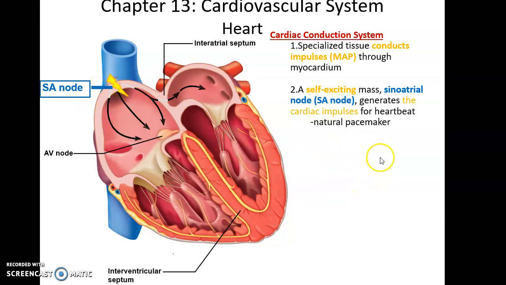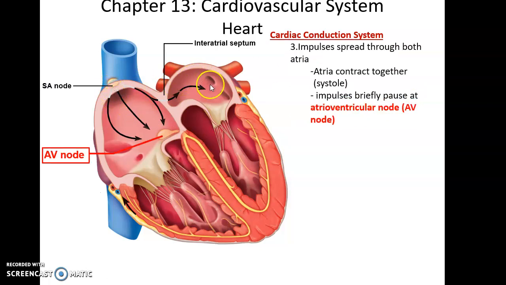The sinoatrial node is the generating site, the starting site of these cardiac impulses, and so is often called the natural pacemaker. And actually, when someone gets an artificial pacemaker, it's to help regulate the function of the sinoatrial node, because for whatever reason, in those individuals, it's not functioning properly.